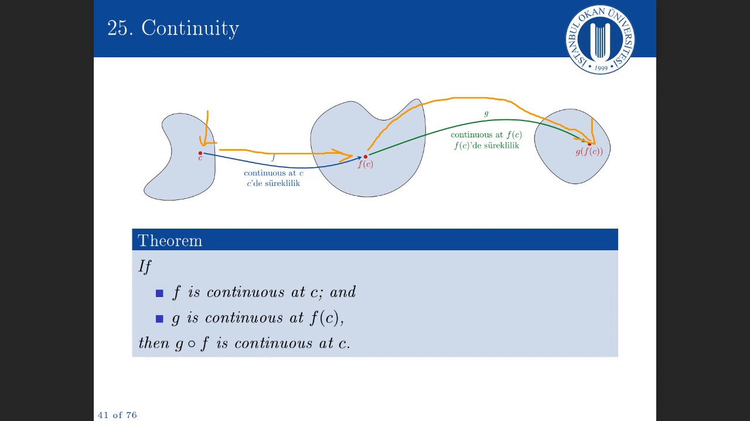We have a theorem which says if f is continuous at c, and if g is continuous at f of c, then g composed with f is continuous at c. So first do a continuous function to get a new number f of c, and then do another continuous function of that to get g of f of c. If we're doing a continuous function of a continuous function, then we have a continuous function.